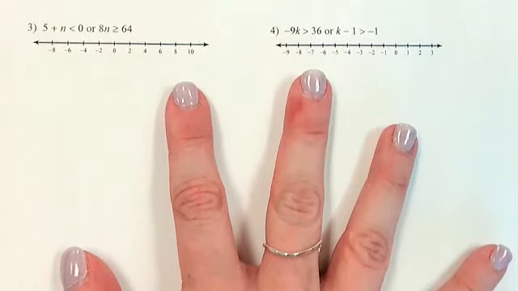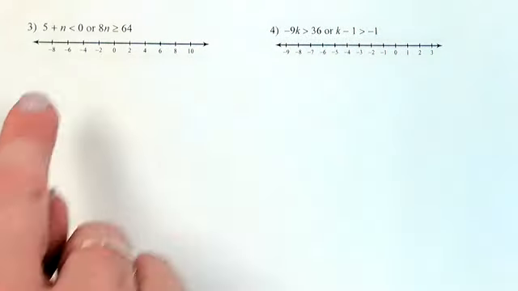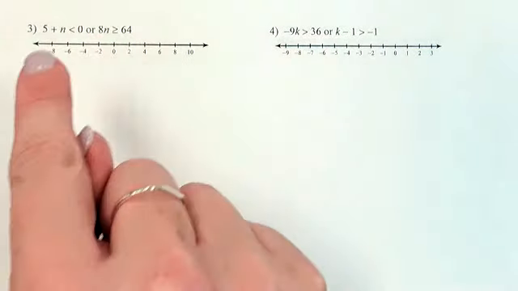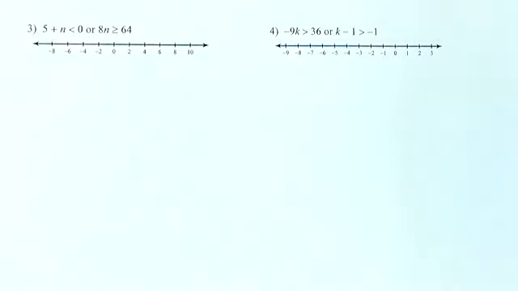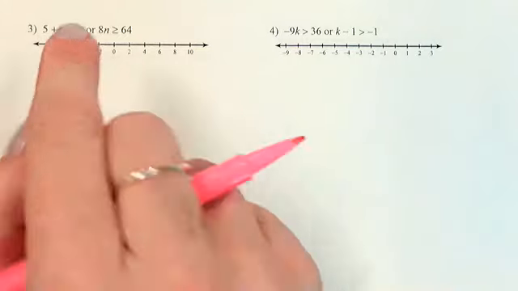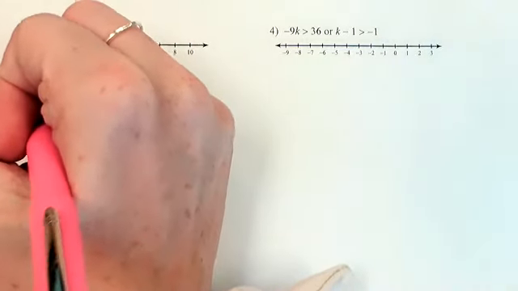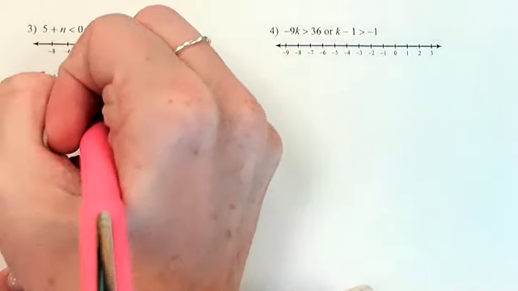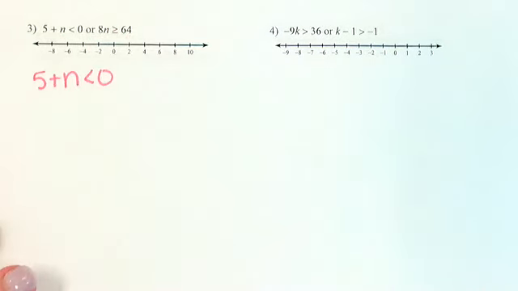The second half of what we're learning today is, if you look, these both say "or." So it's going to be a little bit different than the "and," but not much. We are still going to solve them each by themselves. So we have 5 plus n is less than 0. And so we're going to solve this.